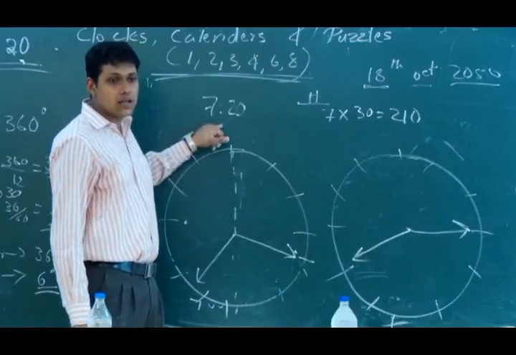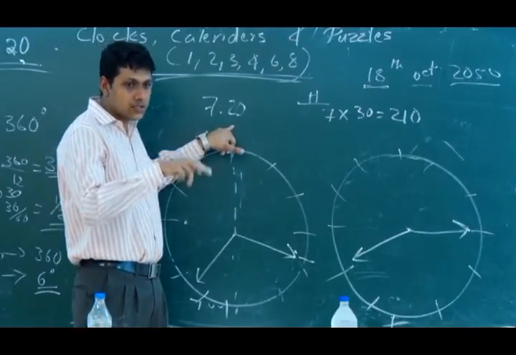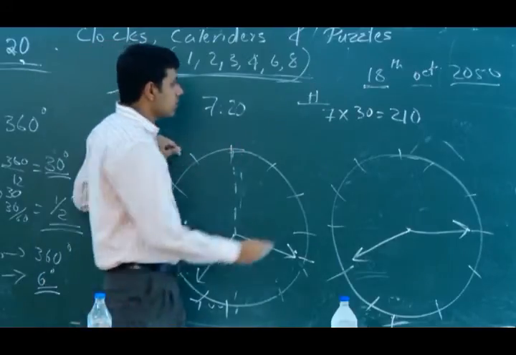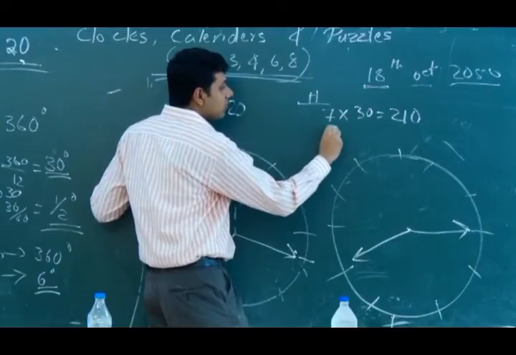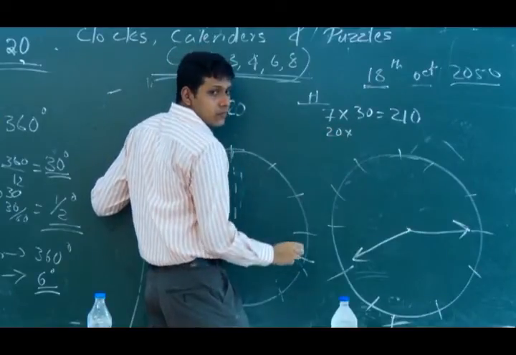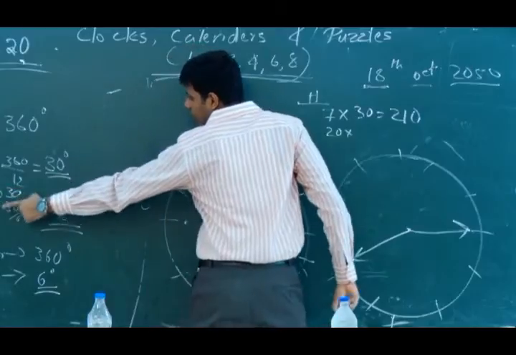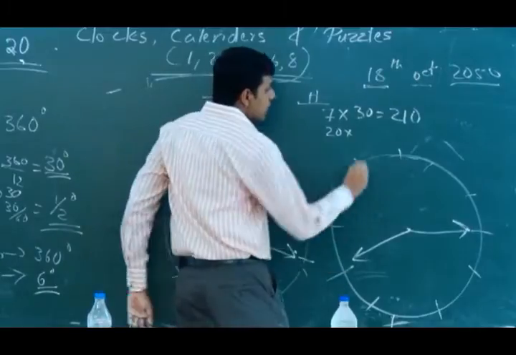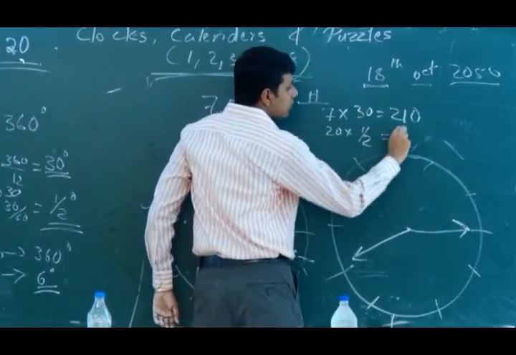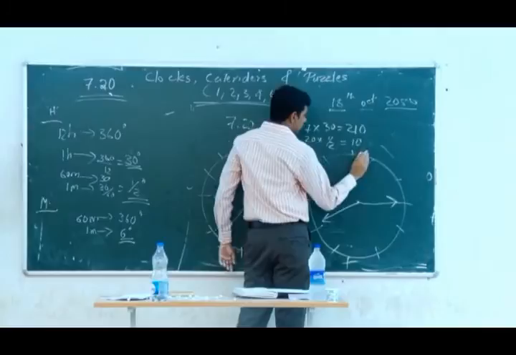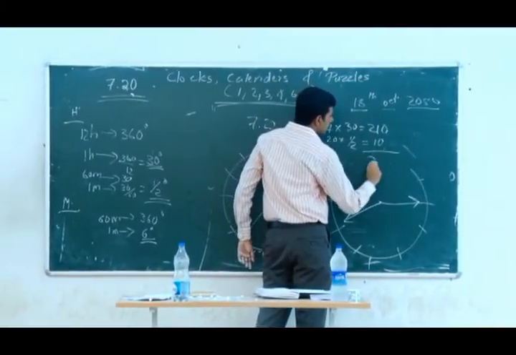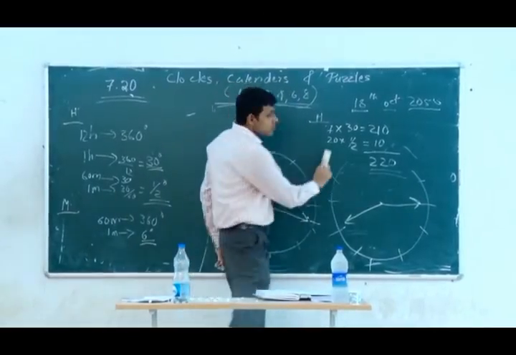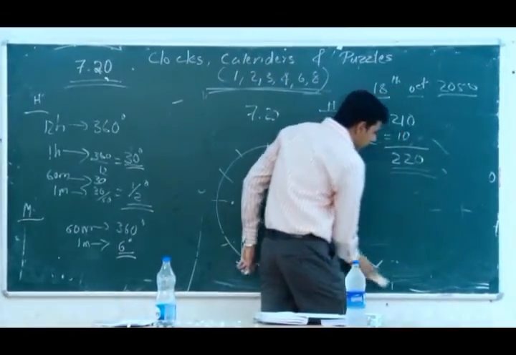Next, we have to also consider the minutes, because the hour hand moves along with the minute hand. So we have moved for 20 minutes. How much does the hour hand move for 1 minute? Half a degree. So it will be 10. So the total moved by the hour hand will be 220 degrees.